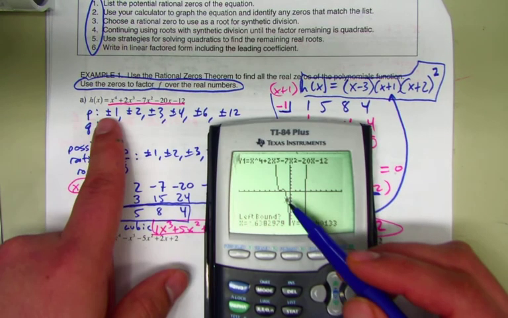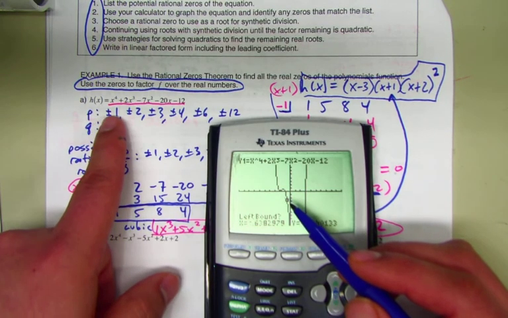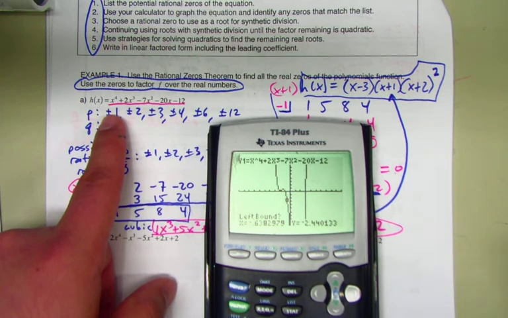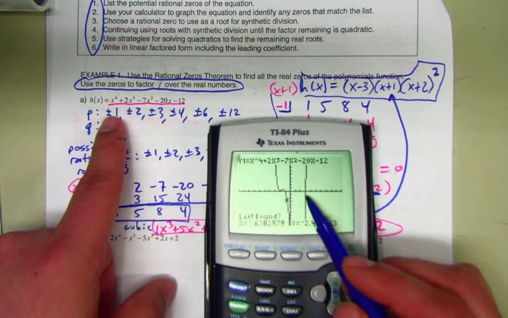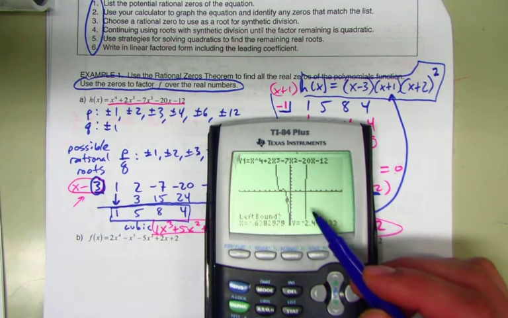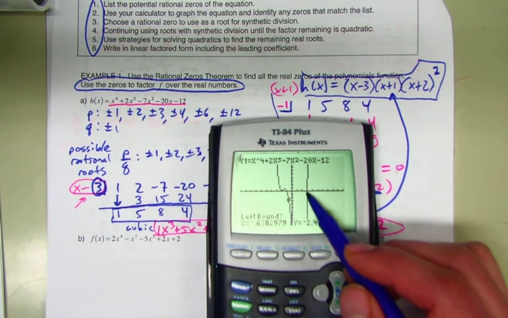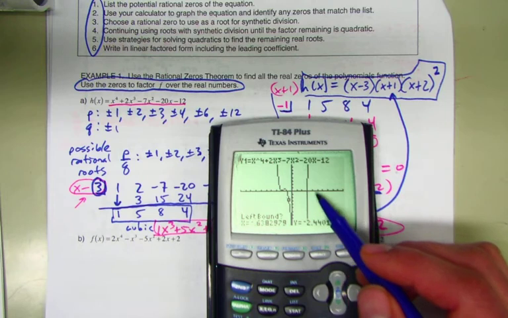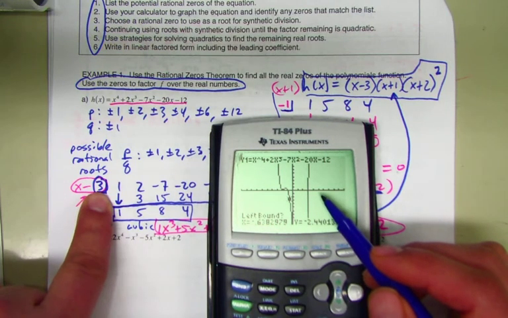Because honestly, I don't want you guys just going through this list and testing 1, testing 2, testing, you know what I mean? So we're using the calculator to kind of cheat a little bit and see what the zeros are so that we can get it started. And so I saw right away over here that this was a 3, and so that's what determined that I'm dividing it by x minus 3.